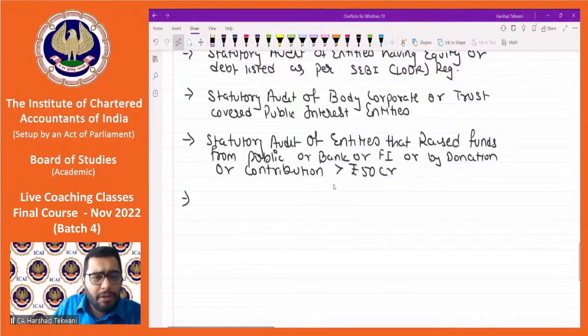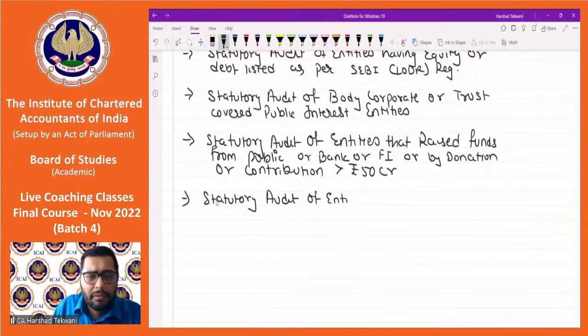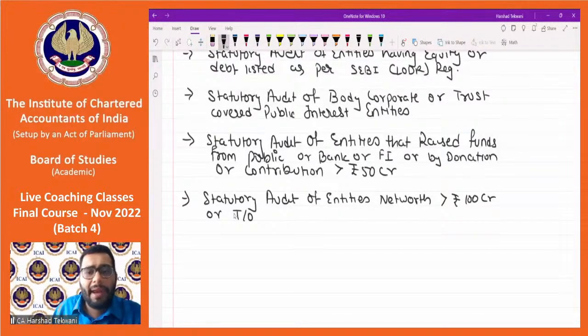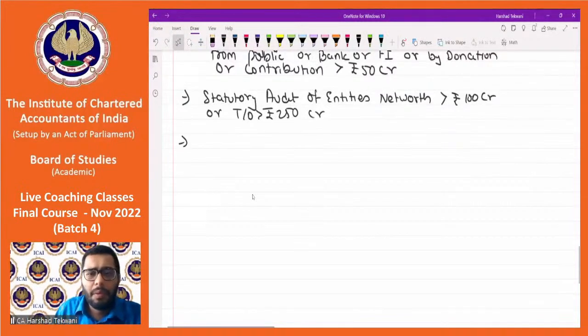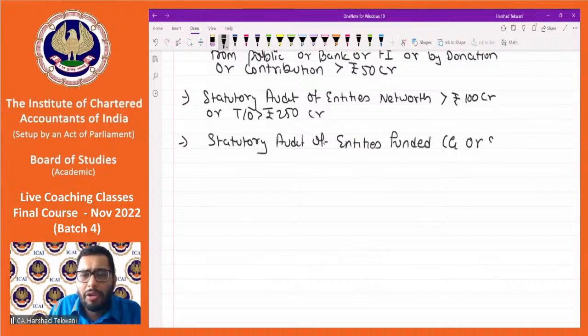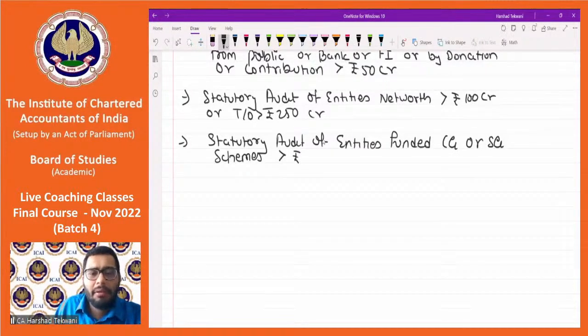Then statutory audit of entities having net worth greater than rupees 100 crore or having turnover greater than rupees 250 crore. Okay. Then statutory audit again of entities funded by central government or state government schemes, greater than rupees 50 crore.